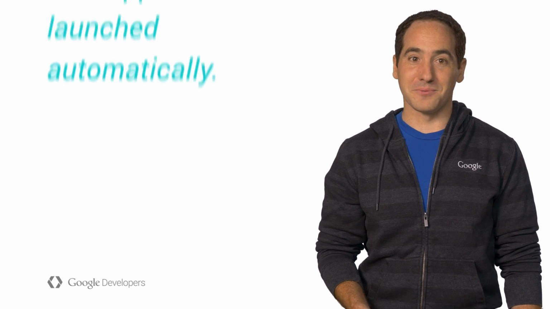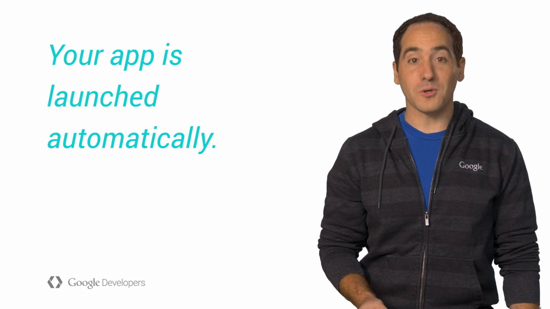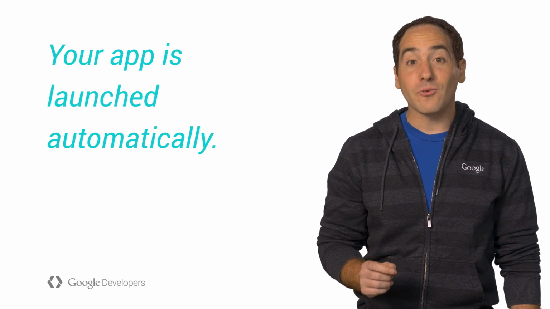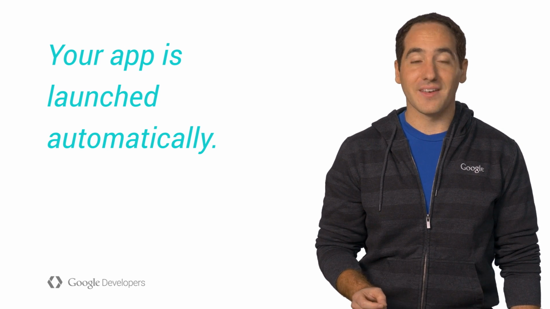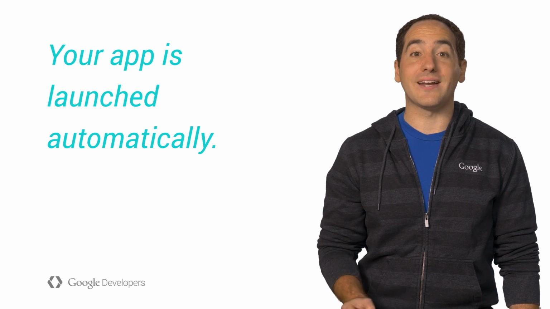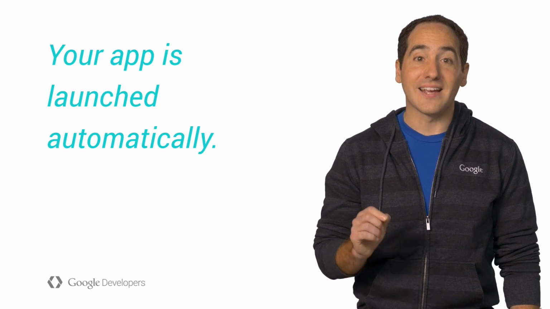And here's something great for you. If your app isn't already in the foreground when a voice action comes in, Android Auto will launch it automatically. This means that voice actions give you a way to take users directly from the home screen into your content.